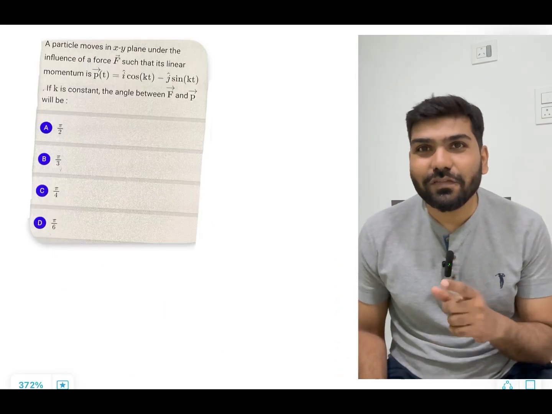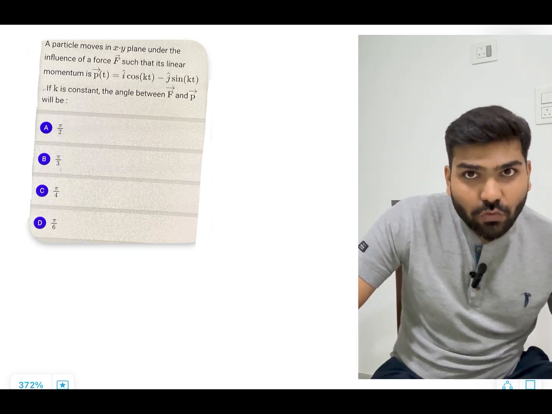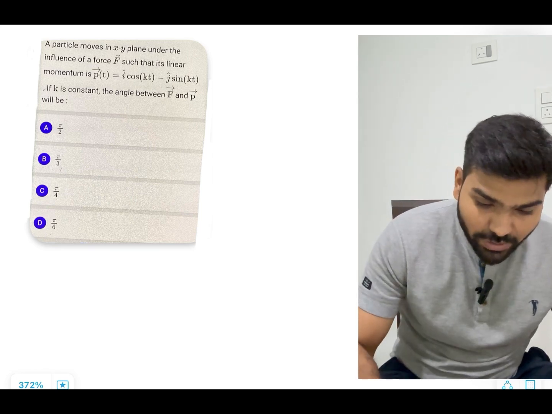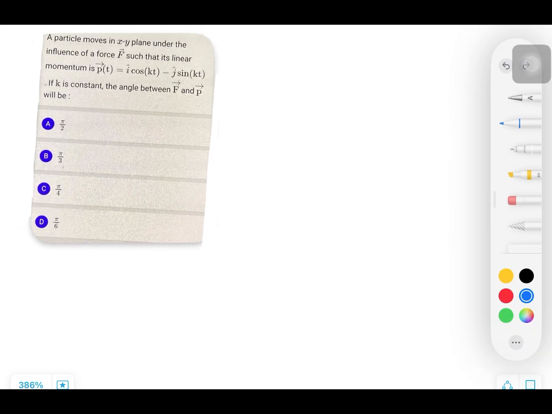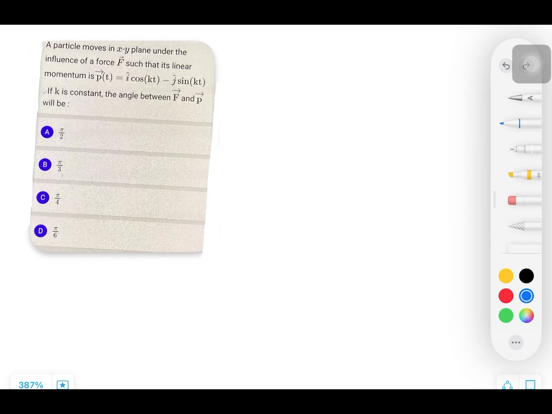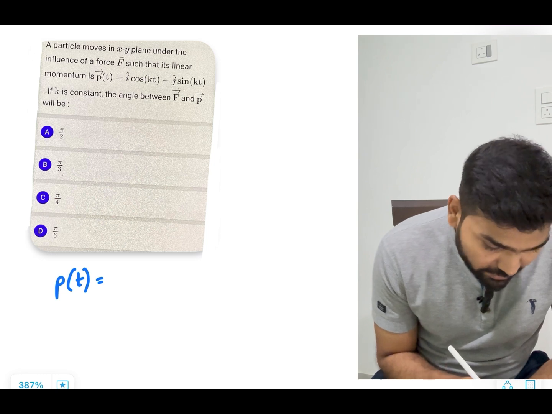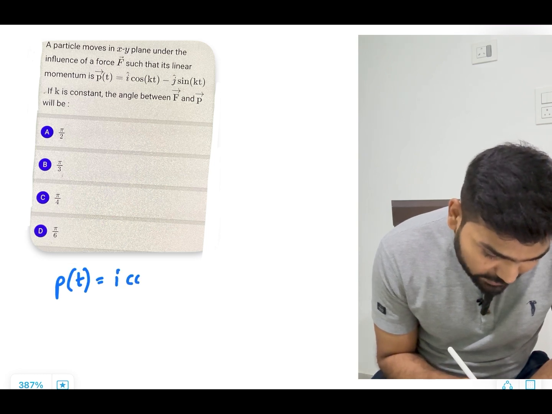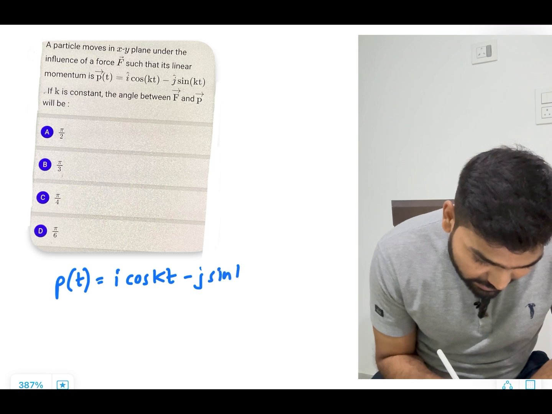Okay, so let us solve one bonus question for you people. They are asking what is the angle between the force and the momentum. Okay, momentum is given as the function of time, which is I cos kt minus j sin kt.